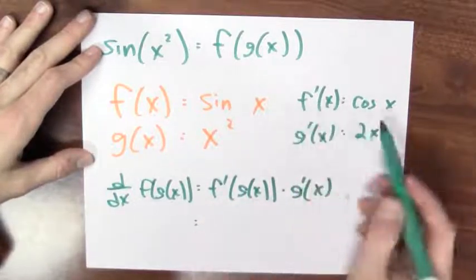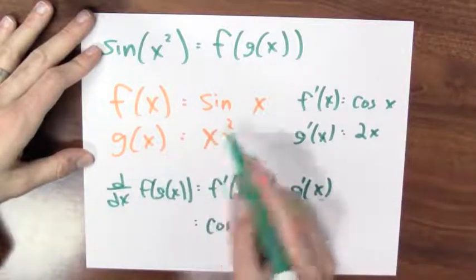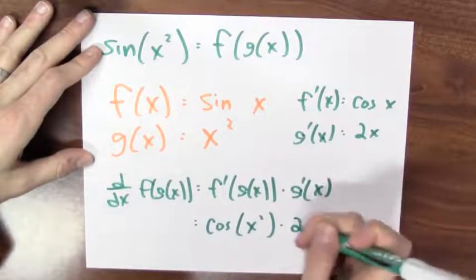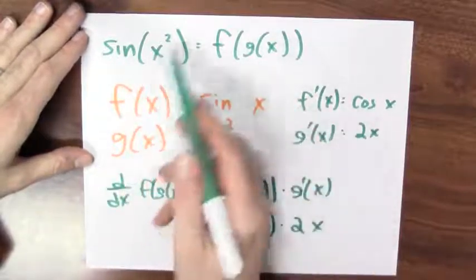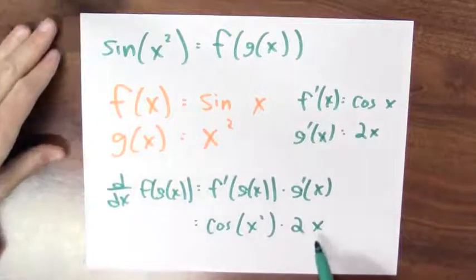In this case, f prime is cosine, so it's cosine of just g of x, which is x squared, times the derivative of g, which is 2x. So the derivative of sine x squared with respect to x is cosine of x squared times 2x. Honestly, this is a pretty neat example.